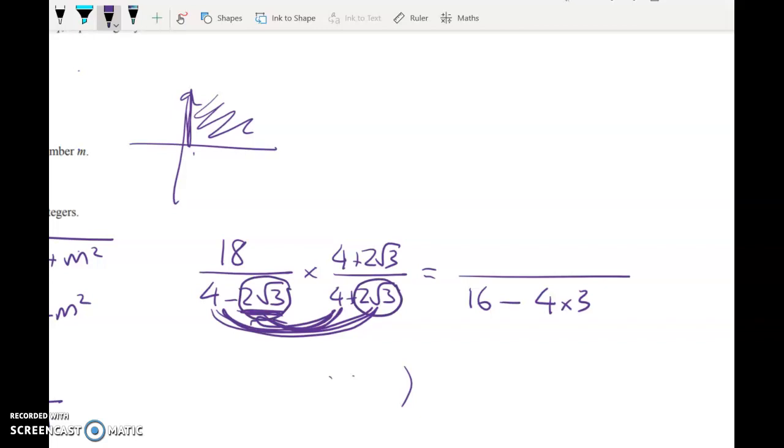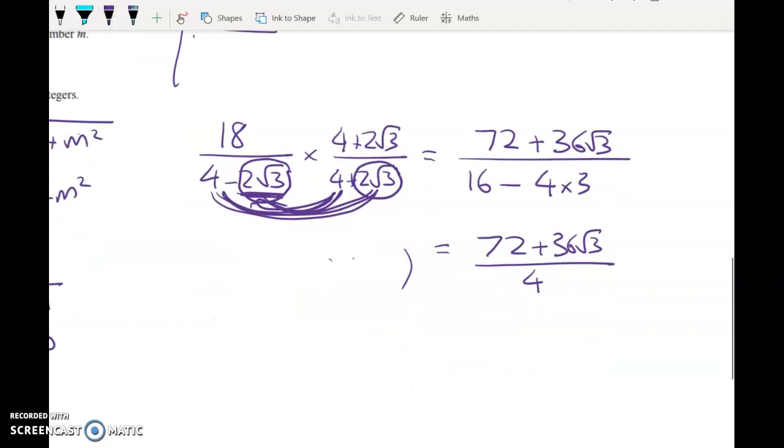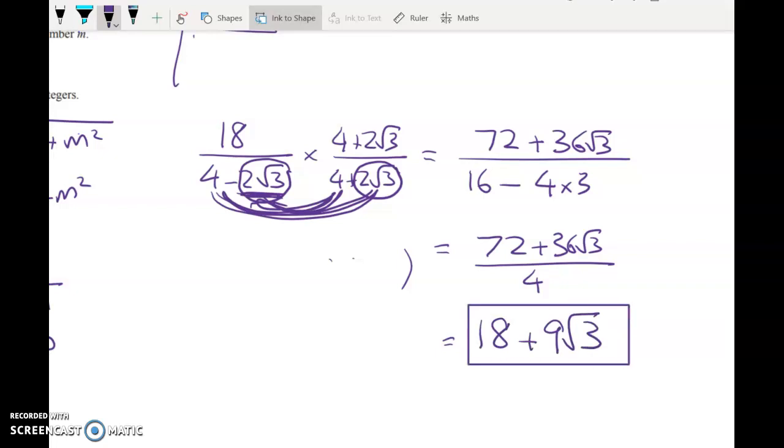In the numerator, we get 18 fours are 72 plus 36 root 3. Now, cleaning that up, I've got 72 plus 36 root 3, all divided by 16 minus 12, which gives me 18 plus 9 root 3. Okay, so that's our final answer.